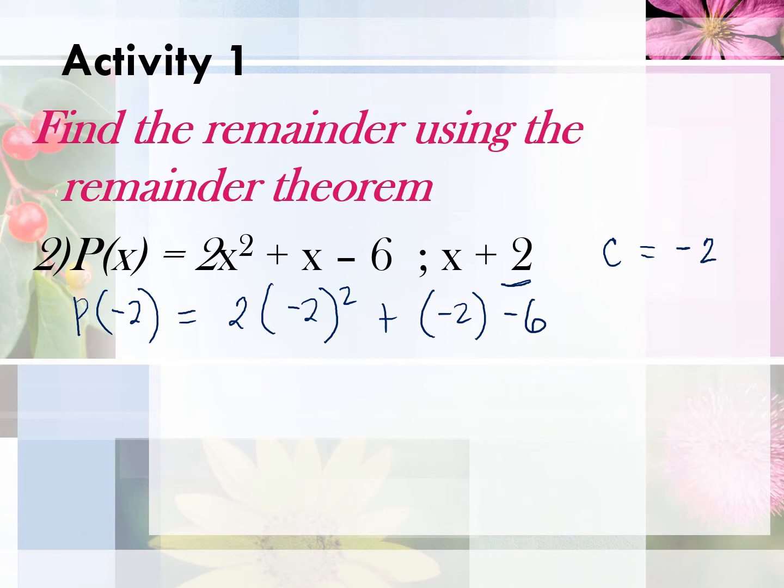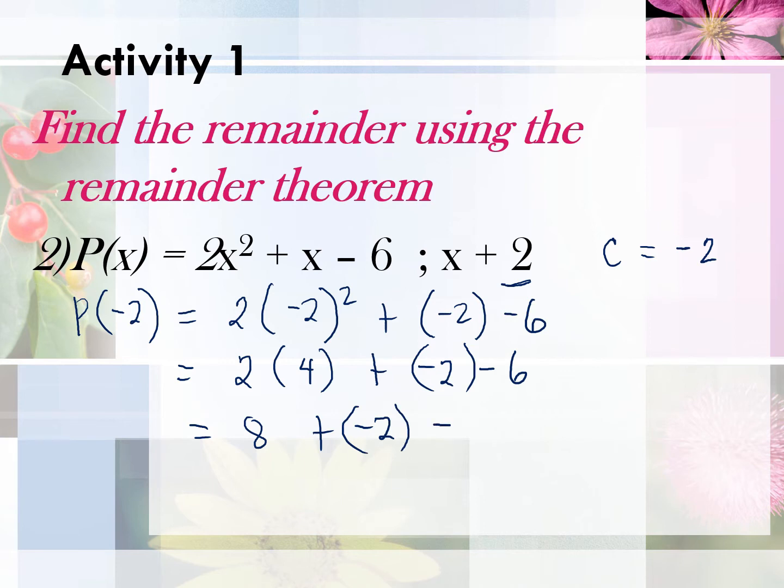Ayan. After that, i-simplify natin yung exponent. So, simplify negative 2 squared, that is equal to 4. And then, we have negative 2 minus 6. Next, multiply natin to. 2 times 4 is equal to 8. Bring down natin yung negative 2 at saka minus 6. Then, simplify na tayo. Since addition and subtraction tayo, start tayo from left to right. So, 8 plus negative 2, that is equal to 6. 6 minus 6, that is equal to 0. So, this time, ang ating remainder ay 0.